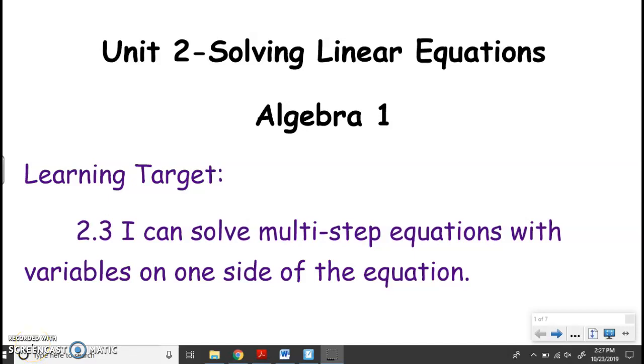Good morning. Today we're going to continue talking about how to solve linear equations in one variable. And we are going to focus on solving multi-step equations with variables on one side of the equation. In the next lesson, we'll talk about what to do when there are variables on both sides of the equation. So let's look at your packet.